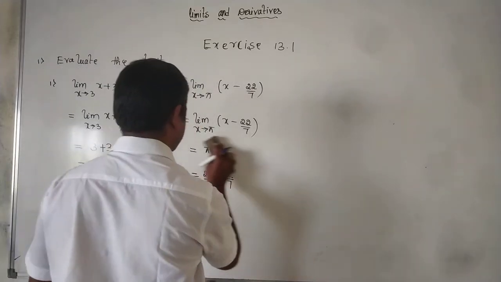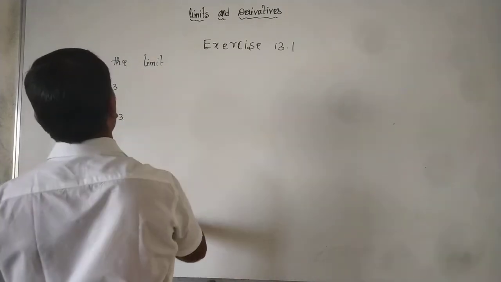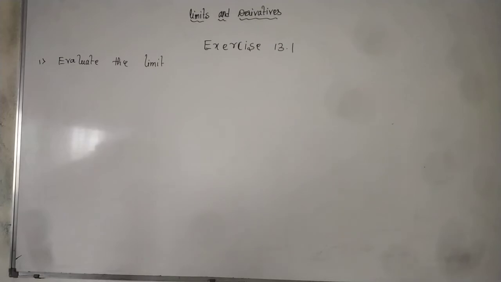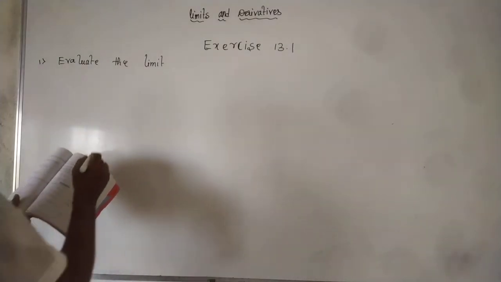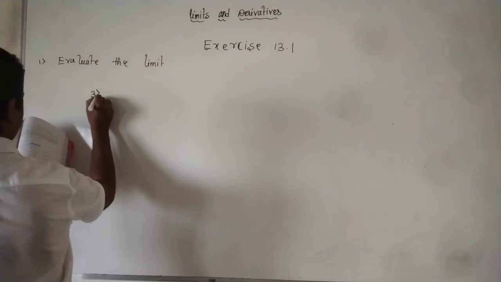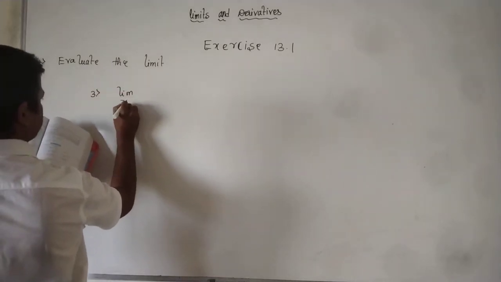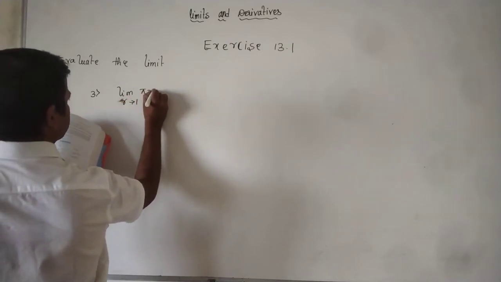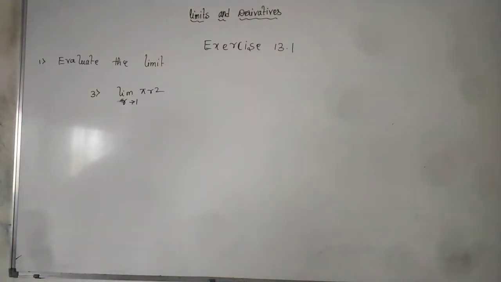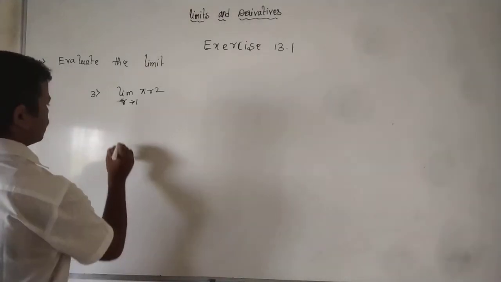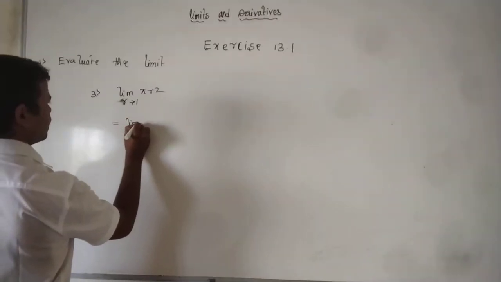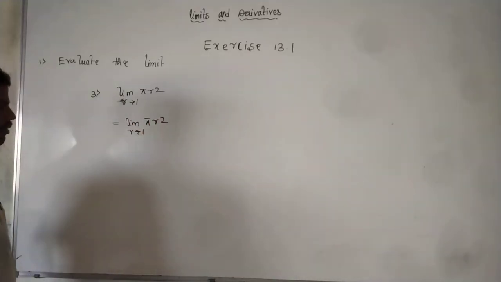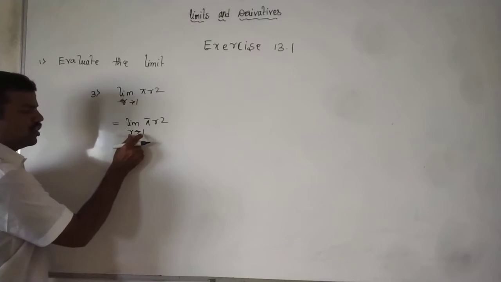So next we move to that is the third one. Limit as r tends to 1, pi r square. So is equal to limit r tends to 1 pi r square. So it means what? Where there is a r, we have to put the value of that limit.